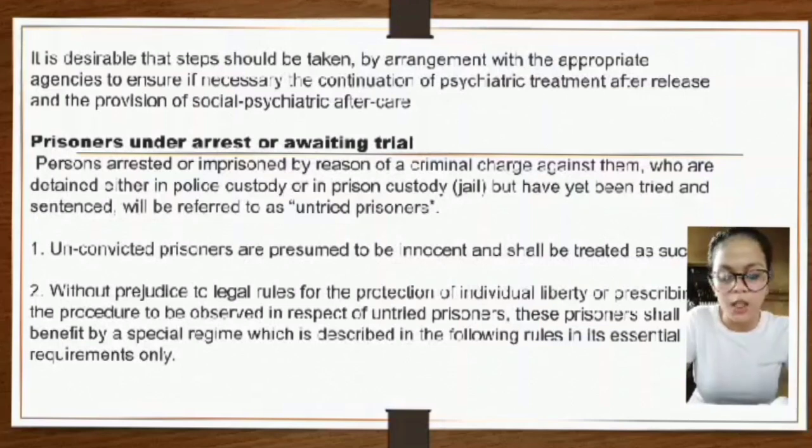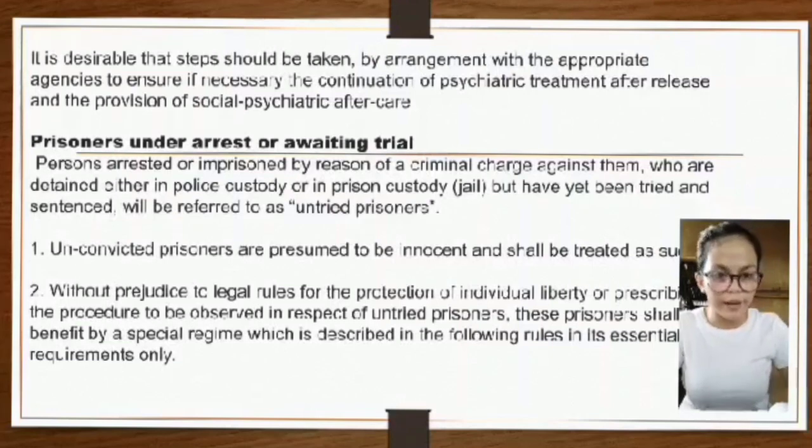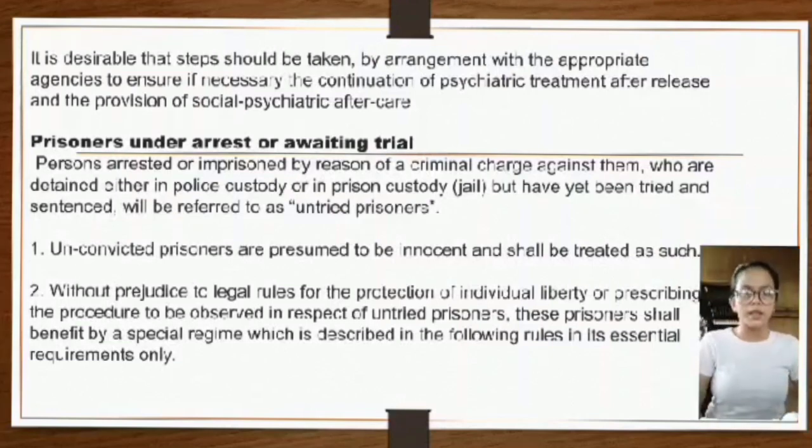First is, unconvicted prisoners are presumed to be innocent and shall be treated as such. So, if you have not yet been judged, guilty or not guilty, or there is no final judgment yet, you should be treated properly. Second, without prejudice to legal rules for the protection of individual liberty or prescribing the procedure to be observed in respect of untried prisoners, these prisoners shall be benefited by a special regime which is described in the following rules in the essential requirements only.